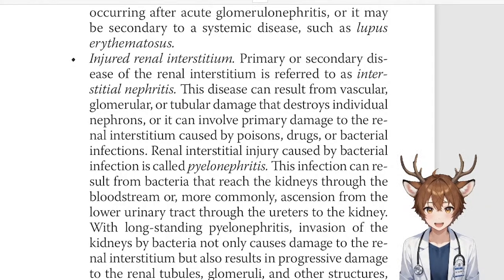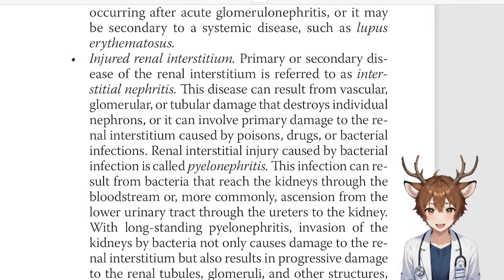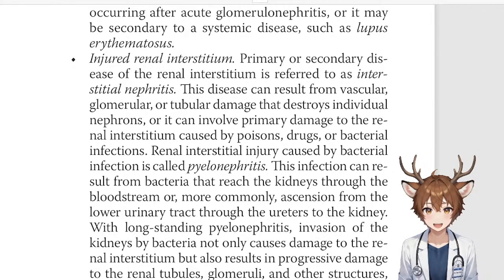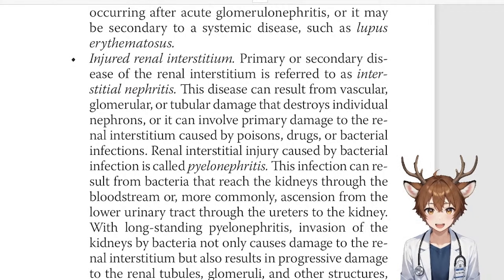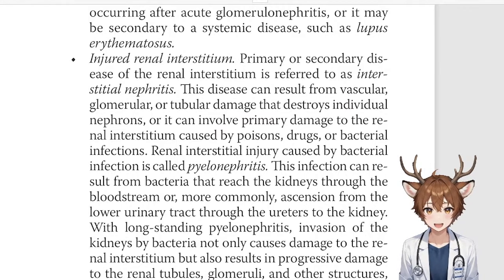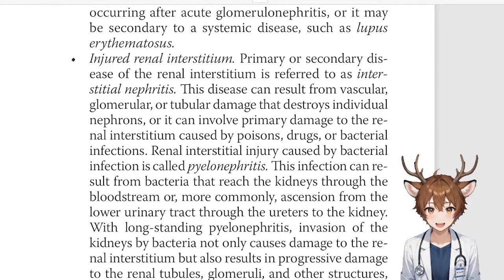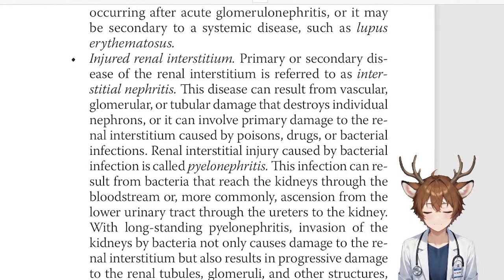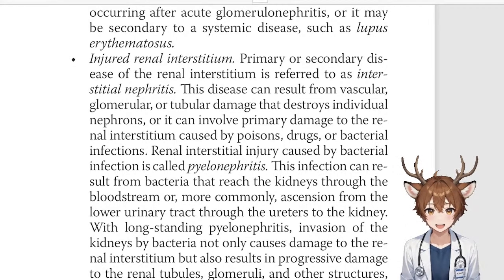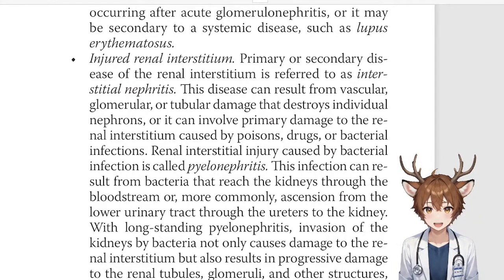Injured renal interstitium. Primary or secondary disease of the renal interstitium is referred to as interstitial nephritis. This disease can result from vascular, glomerular, or tubular damage that destroys individual nephrons, or it can involve primary damage to the renal interstitium caused by poisons, drugs, or bacterial infections. Renal interstitial injury caused by bacterial infections is called pyelonephritis. This infection can result from bacteria that reach the kidneys through the bloodstream or, more commonly, from ascension from the lower urinary tract through the ureters to the kidney.